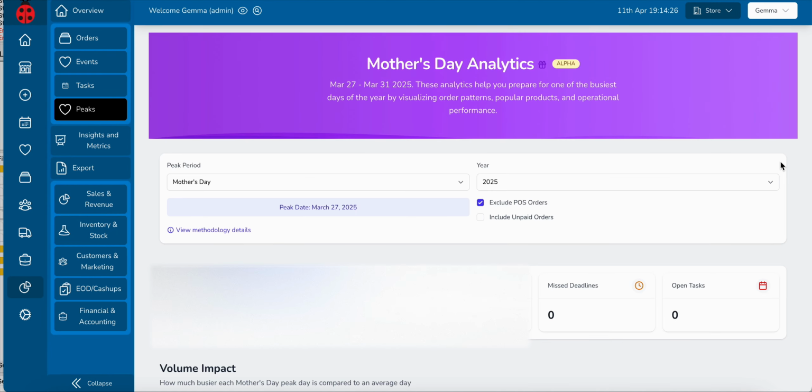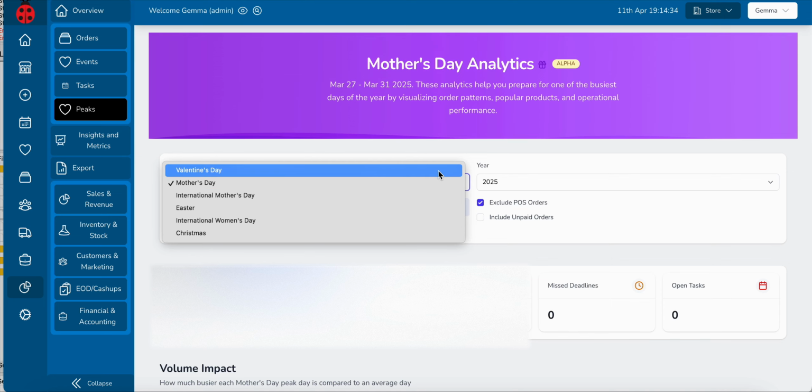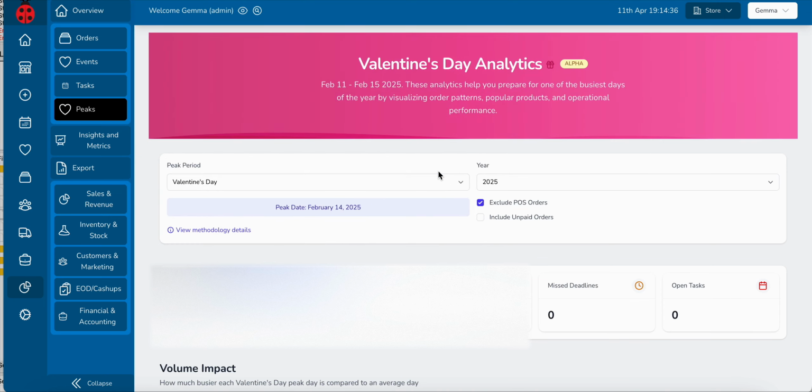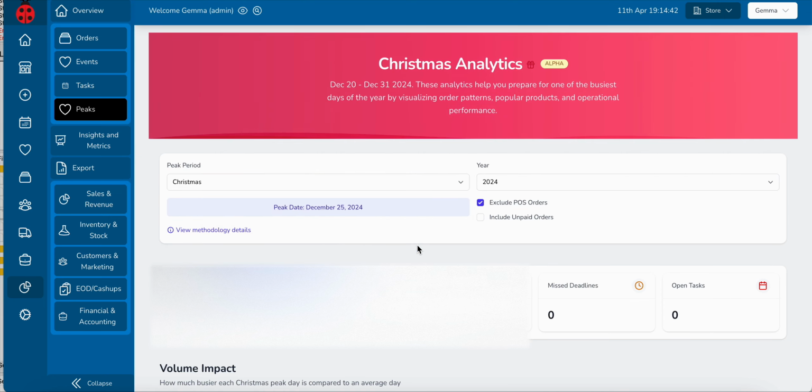I'm just going to whiz back up to the top just to show you. I won't go through these peaks in more detail, but it's just to show you that you can actually go back to different peaks. So I can get information on my Valentine's peaks. I can get information on my Christmas peaks. So if the data's there, you've got an analytic for it. If you're a brand new digital florist with no data to bring, then you're building this data. Your first peak will build this data and you'll have it for future years.